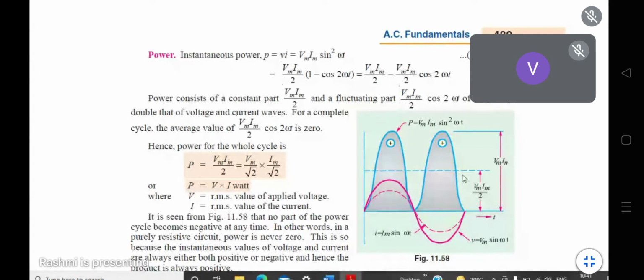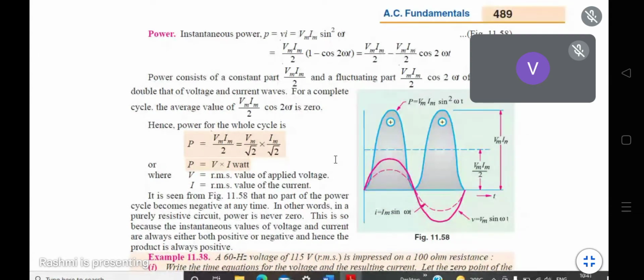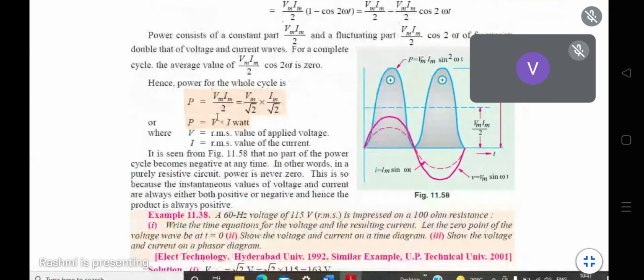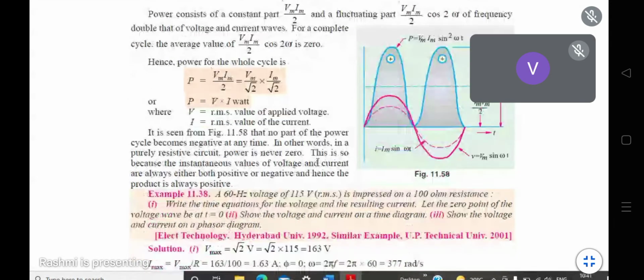Already I have explained this on the board in the class, so you can easily remember it if you read this. So this is the total power for a purely resistive load.